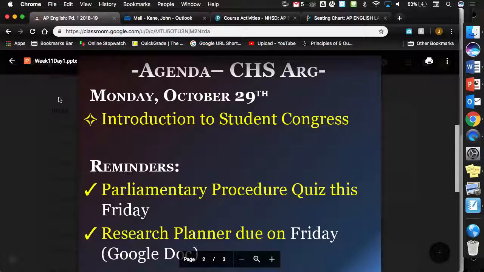When you come back to school next Wednesday, because you have a four-day week, you're going to have a list, a copy of all the bills then, and we're going to run through them to make sure we're aware of what they are. We're not starting Student Congress until probably around the 14th or the 15th of November. So we have some time to set these up, figure out what it is that we're going to be doing.